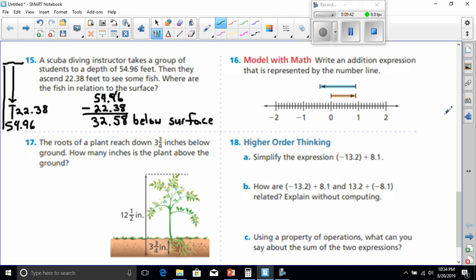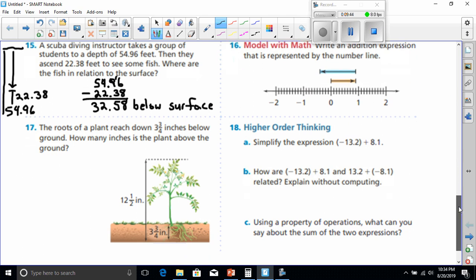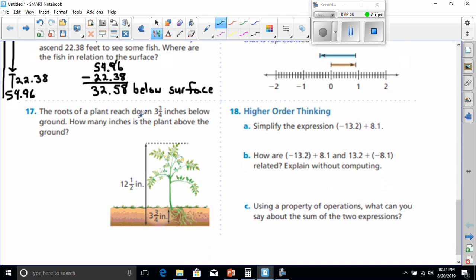All right, I'm on the last one, number 17 now. The root of the plant reaches down 3 3/4 inches below the ground. How many inches is the plant above the ground? Well, we know that the root is 3 3/4, and the whole plant is 12 1/2. So we've got to go ahead and subtract 3 3/4 from 12 1/2.